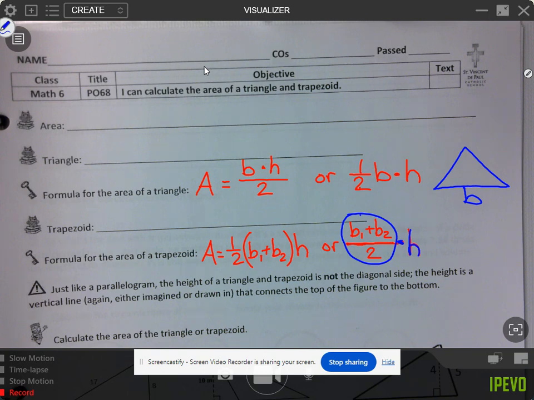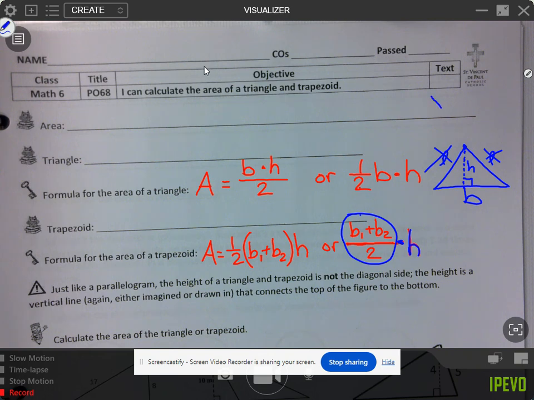It goes from the point, that top vertex, straight down to my base. Remember, we need that right angle. That is my height. So just like with the parallelogram, the slanty sides, we don't want. No slanty sides. We want the height going from the very tippy top straight down to the base.